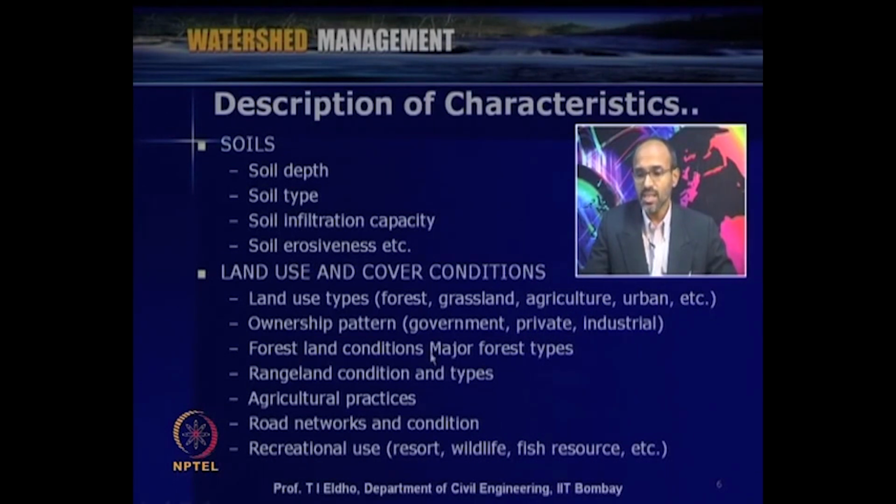Then forest land conditions, whether it is a major type of forest, whether thick forest or thin forest. Then rangeland condition and types, then agricultural practices within the watershed. Then whether there are roads in the watershed, like the road network and what the conditions of that road are. Then recreational use, like resorts, whether the watershed area is used for resort purposes, wildlife, fish resources, etc. So, these are some of the important characteristics which we have to consider as far as land use and land cover conditions are concerned.